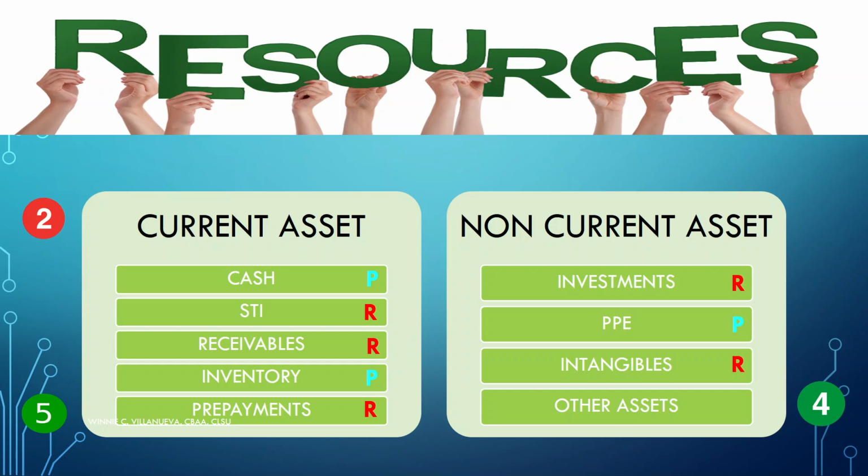Yung isa nga, intangible na yan, diba? So, right yan. And of course, other asset, pag hindi makakwalify dun sa first 3 and the other 5, that will be other asset. Basta alam mong sa'yo, pero hindi nag-qualify dun sa conditions para maging cash, marketable security, receivable, inventory, prepayments, and the other non-current asset, magiging other asset. So, tingnan nyo nga mabuti.